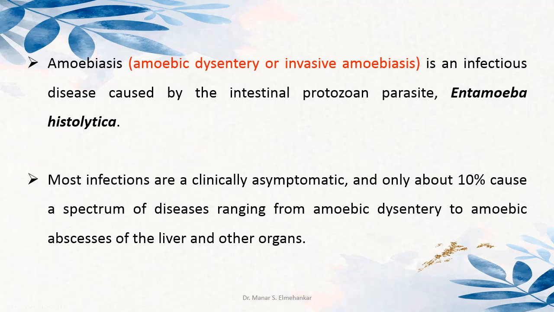Amoebiasis or amoebic dysentery is an infectious disease caused by the intestinal protozoan parasite which is called Entamoeba histolytica. Most infections are clinically asymptomatic, and only about 10% cause a spectrum of disease ranging from amoebic dysentery to amoebic abscess of the liver and other organs.